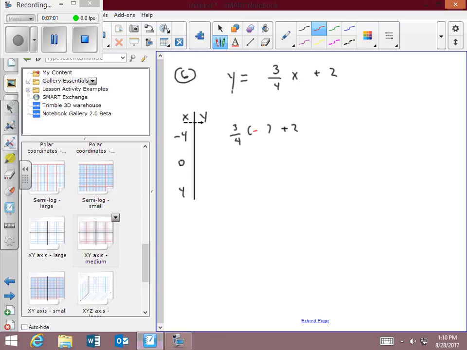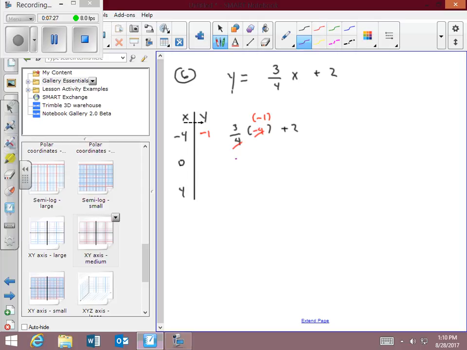So once again, I'm going to put minus 4 in for the x. Now then, when I go 3/4, notice this 4 and that minus 4 in the numerator make a minus 1, right? This becomes a minus 1. So then 3 times a minus 1 is a minus 3, plus 2 is a minus 1.